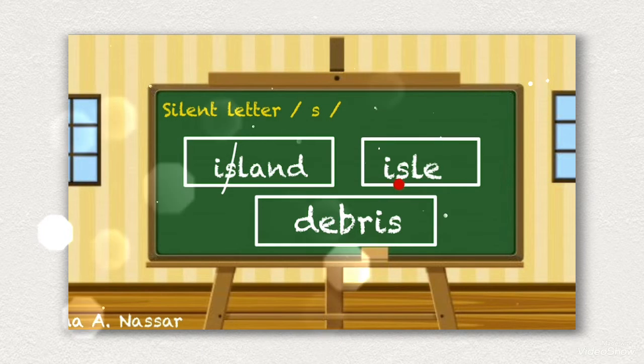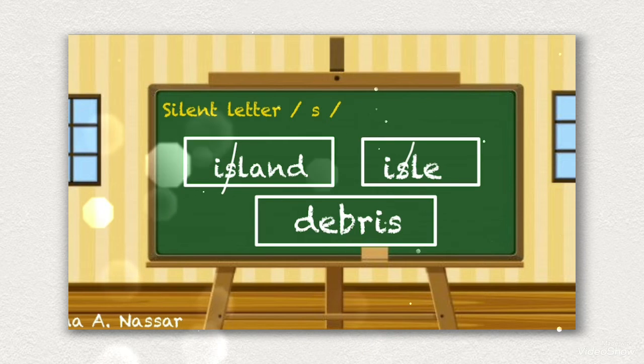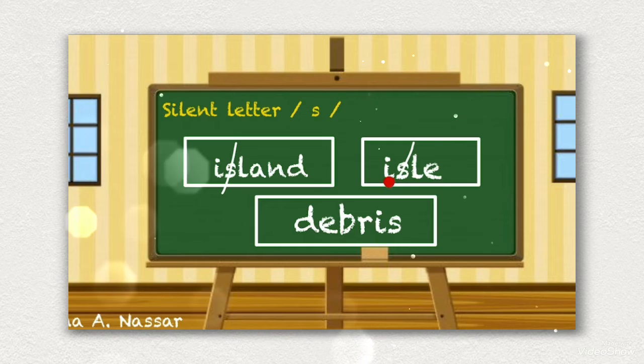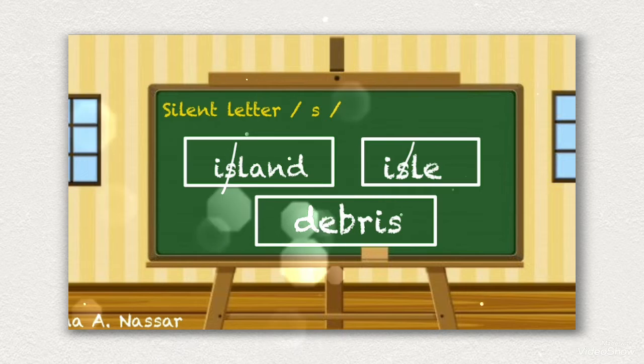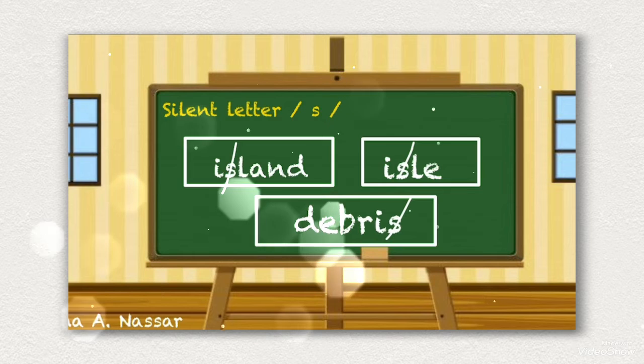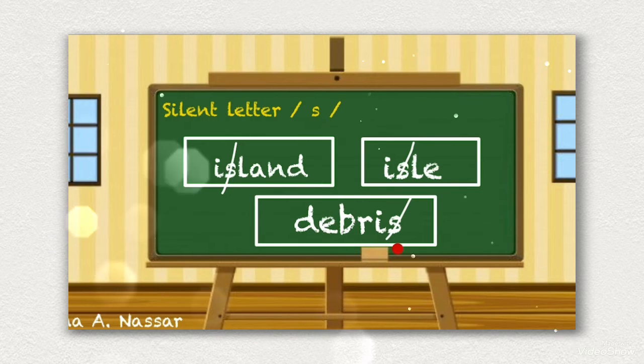And isle. Isle. Again, letter S is not pronounced. It is a silent letter in this word. So island, isle, and debris. Debris. I have here letter S as a silent letter. So we can pronounce letter S in many words, but in some tricky words, letter S is considered a silent letter, as in these three words: island, isle, debris.